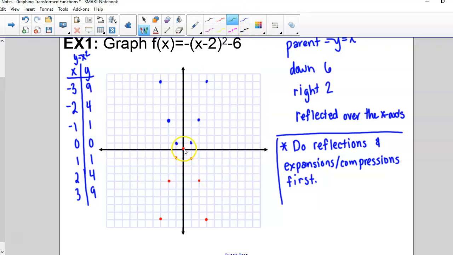So all of these red points, they've got to go down 6 and to the right 2. So like that vertex point there goes down 6, right 2. This point's going to go down 6, right 2. This point goes down 6, right 2. And you'll notice some of your points are going to go off the graph. That's okay. Just put whatever will still fit. And I'm going to draw a line through that one because that is my final answer.